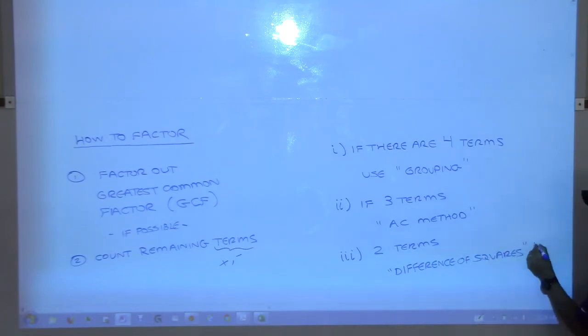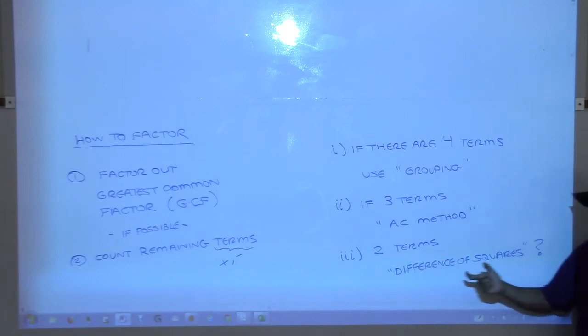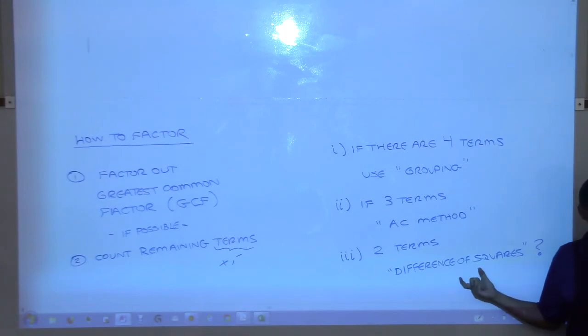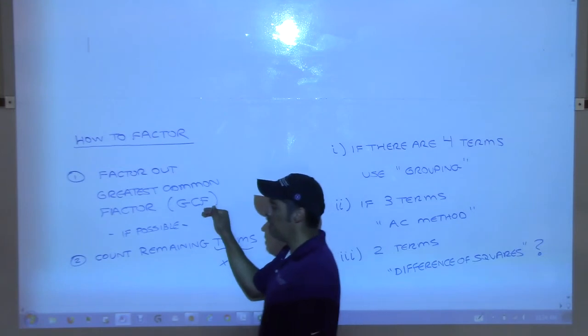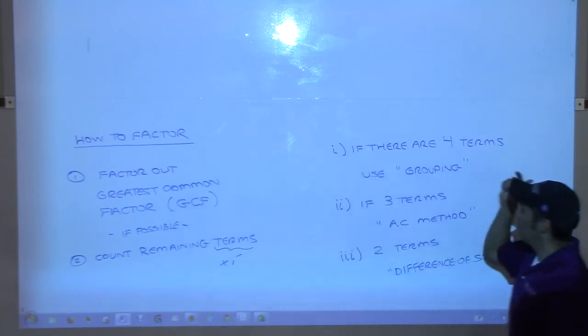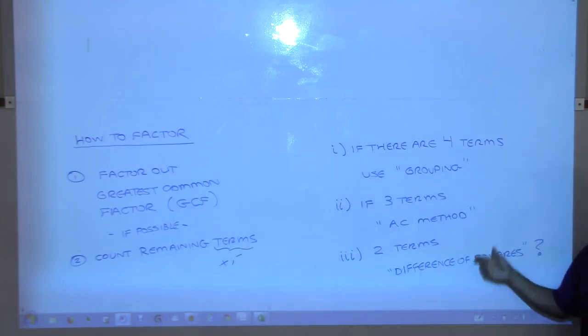And then I'm going to put a question mark here because when you have 2 terms, you're hoping for a difference of squares. You won't always have a difference of squares, and I'll show you an example, all right? And that's it. That's the basic idea behind factoring anything. Always try and pull a GCF, count the number of terms. You're either going to have 4, 3, or 2, and then these are the procedures for each one.